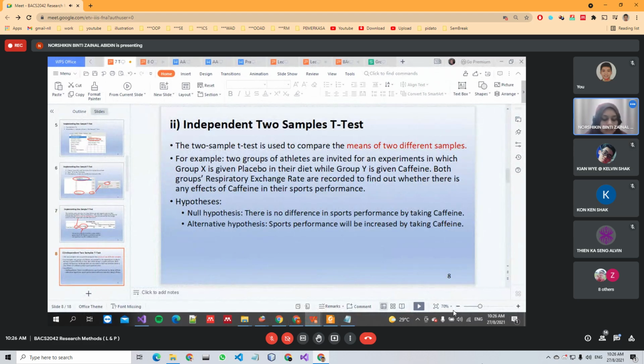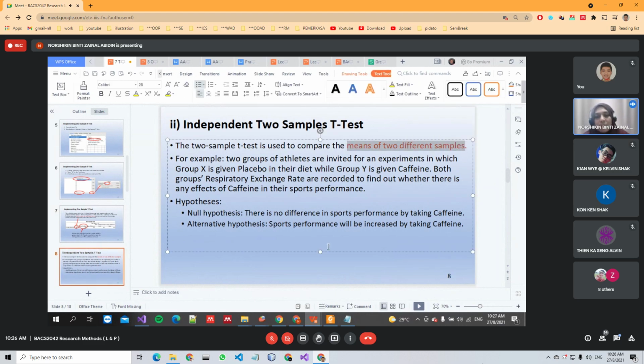For this one, it is actually used to compare the means of two independent groups to determine whether their statistical evidence can be accepted or not. In this slide, like I said, it is used to compare the means of two different samples. For example, two groups of athletes are invited for an experiment, where group X is given placebo and group Y is given caffeine.